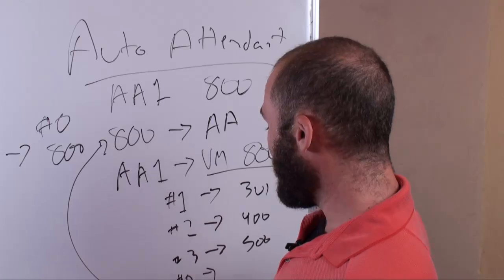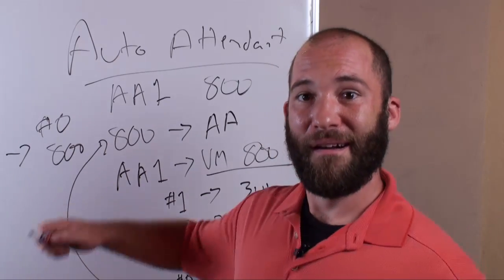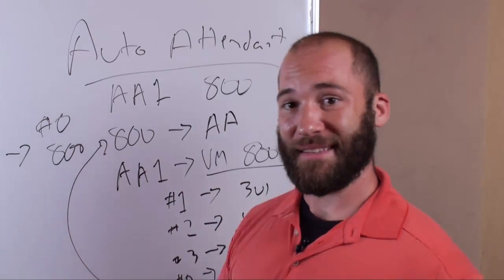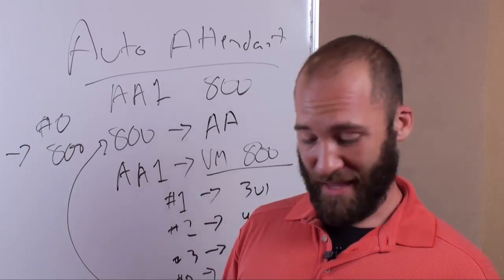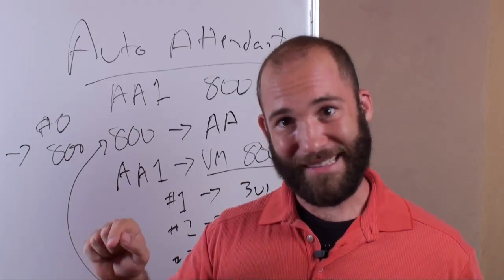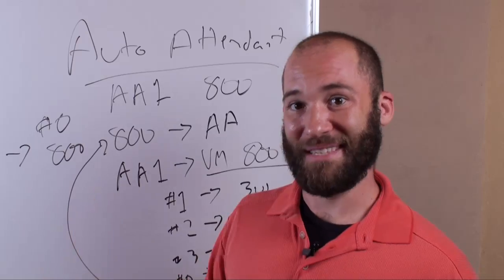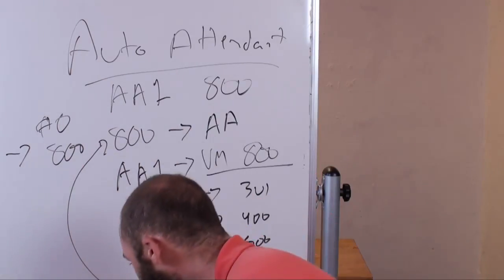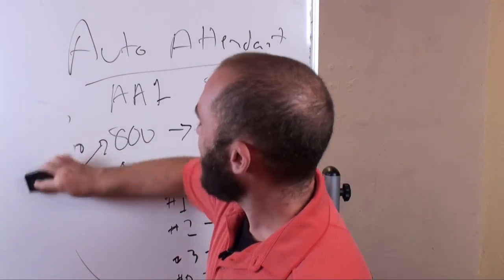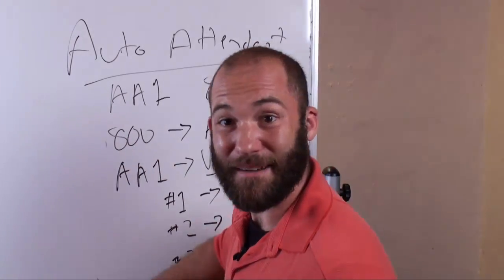So you can say, if they press 0, just route them back to the exact same extension they're at so they can figure it out. They think they're going to get the operator or receptionist, and they press 0 and they just go through the whole message again. It's sneaky and evil, but sometimes you gotta be sneaky and evil.